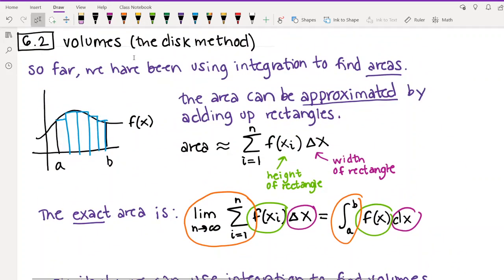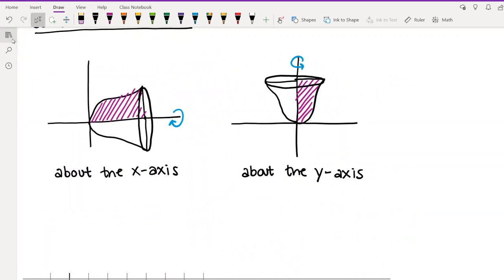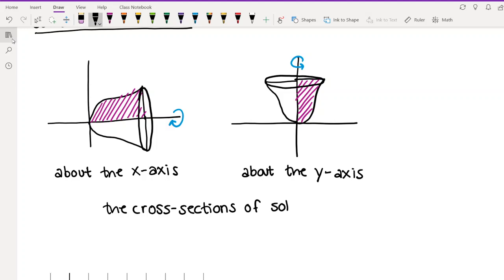And so you might have noticed I wrote at the top of this page the disk method. Basically, the reason that the method we're going to be using in this video is called the disk method is because when you take a solid of revolution and slice it, you're going to end up with these shapes that look like disks, right? Sometimes I like to describe it as pancakes. So let me just write that fact down, which is that the cross sections of solids of revolution are circular. So that's going to be a really important fact.